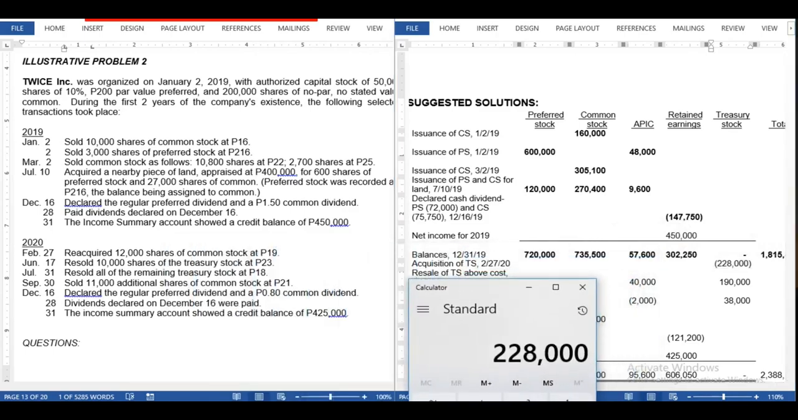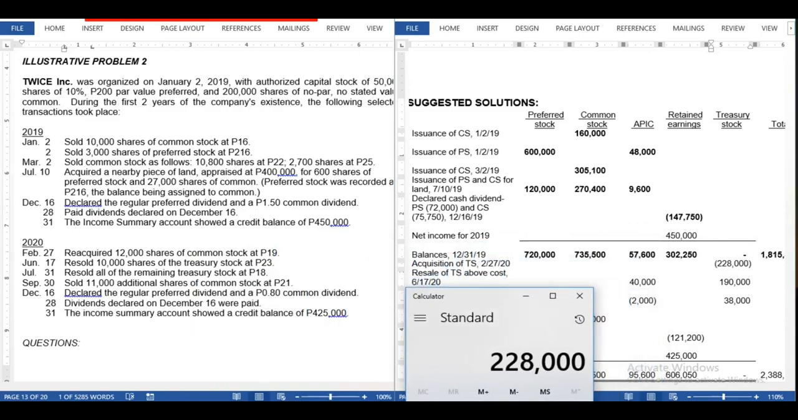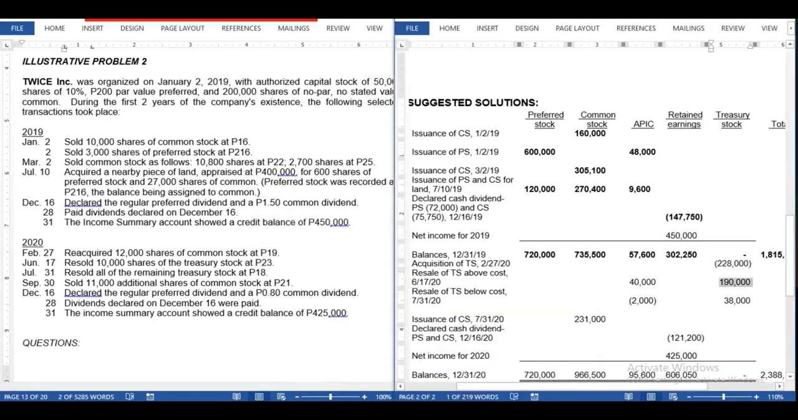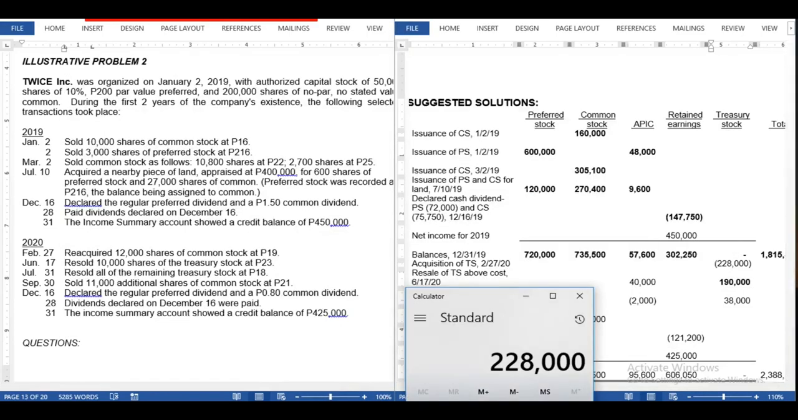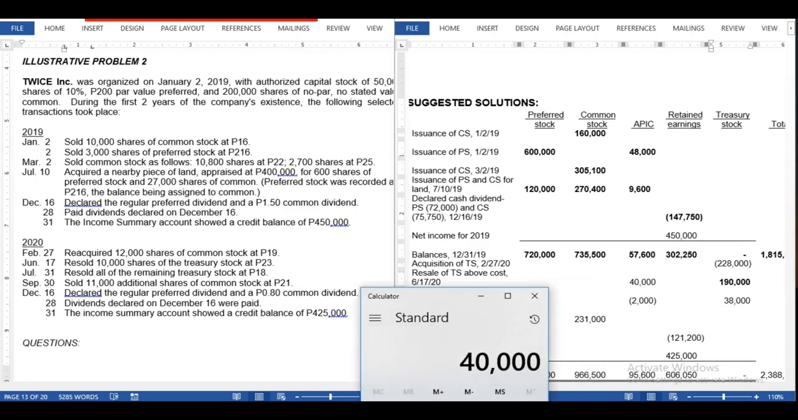Okay, so as you can see here, there is a resale above cost. The resale is 10,000 shares and it was reissued for 23, which is more than 19. Okay. So they have a difference of 4. That's why, of course, treasury stock is always recorded at cost. So it has 190, which is 19 times 10,000. And then the 23 and the 19, 23 minus 19, so it has a difference of 4 pesos. Multiply it by the number of treasury shares. So it has APIC or share premium from treasury of 40,000.